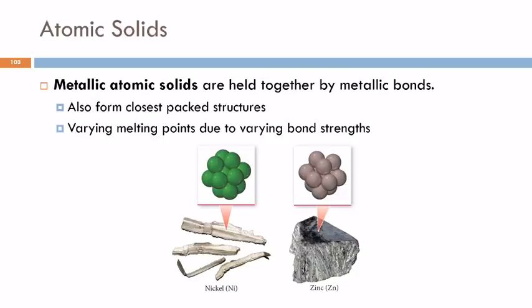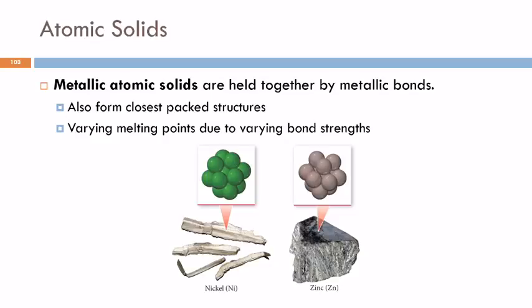Metallic atomic solids. These are metals. The metal atoms are held together by metallic bonds. We talked about the sea of electrons, right? These are also going to form closest packed structures. Here we've got nickel and zinc, and so the zinc atoms are going to be held together by their valence electrons pooling around them.